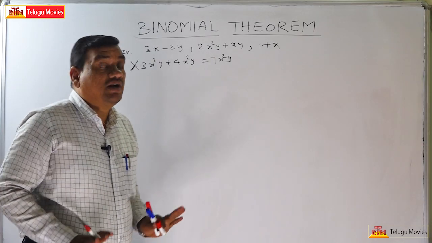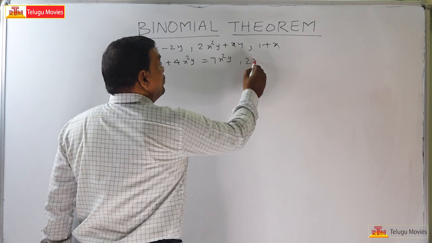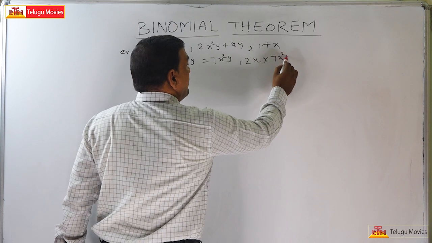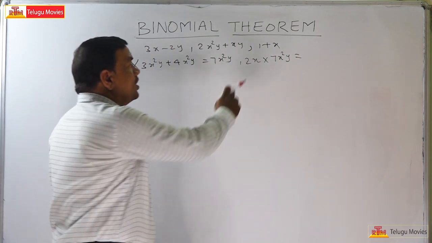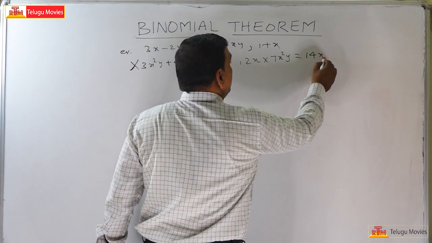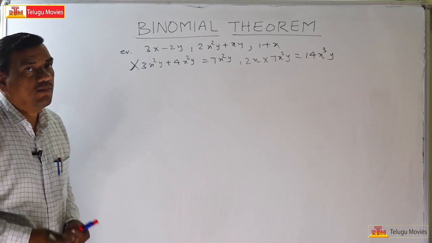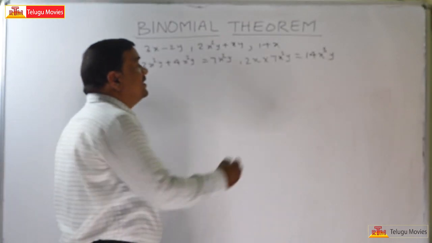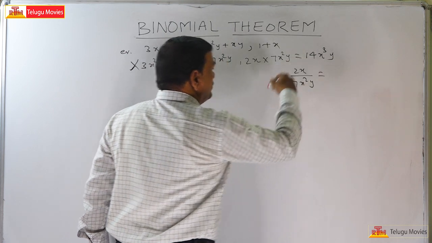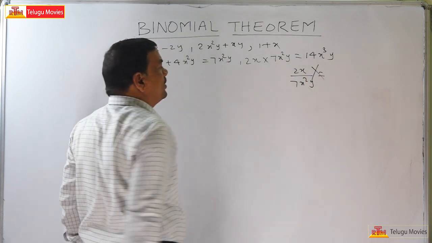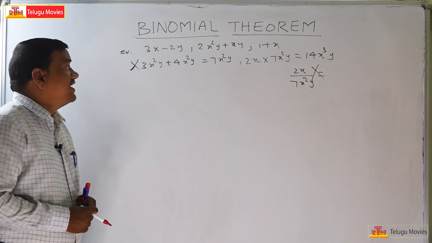Multiplication and division cannot be called binomials. For example, 2x into 7x square y cannot be called a binomial. Why? Because 2 sevens are 14x cube y, and 14x cube y is a monomial. Division is also not possible, 2x by 7x square y, so this is also not a binomial. It is a monomial. So on the whole, you know what is a binomial.